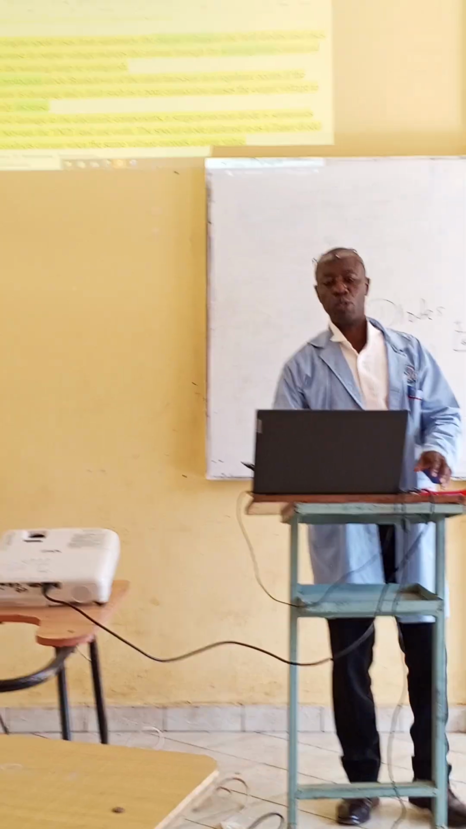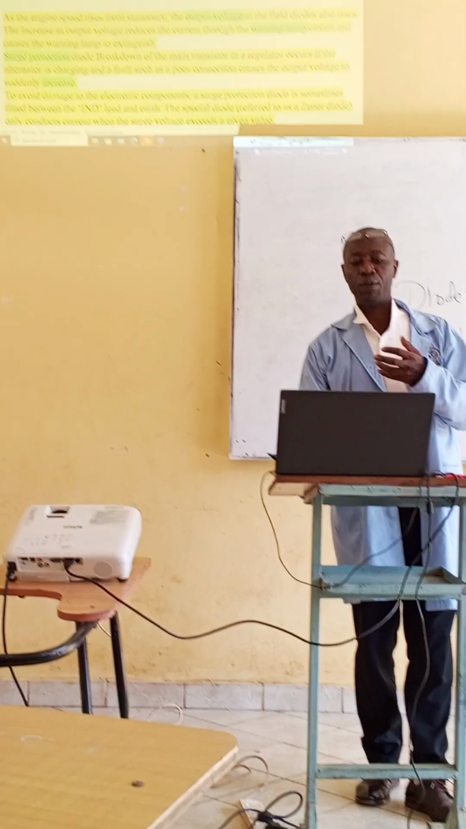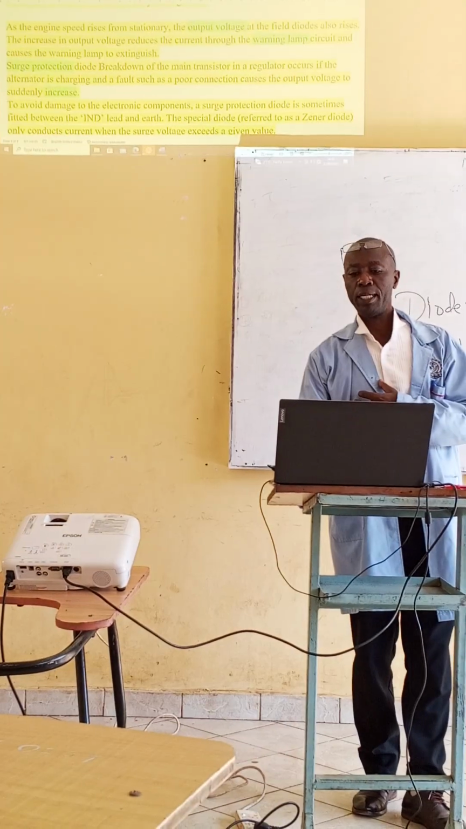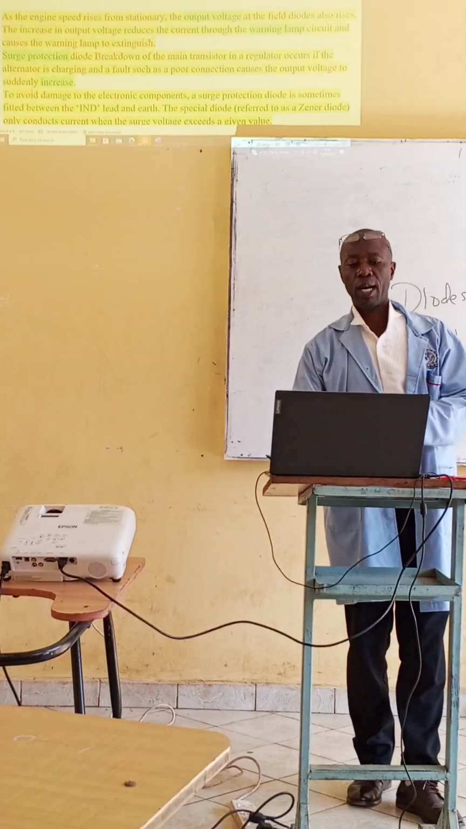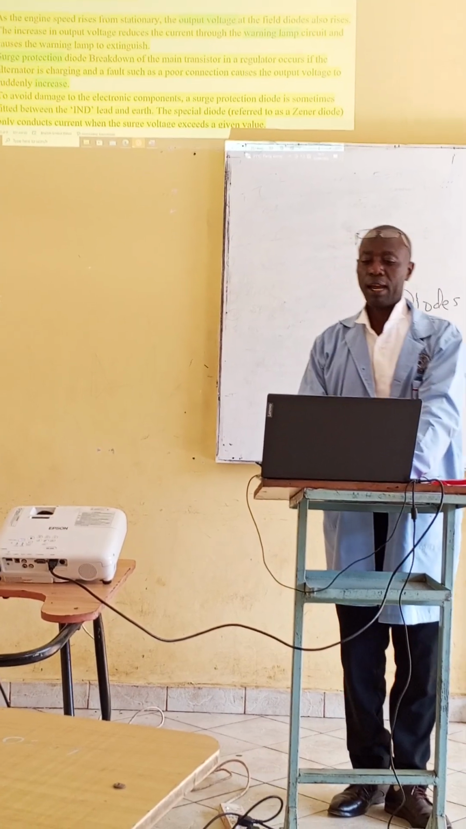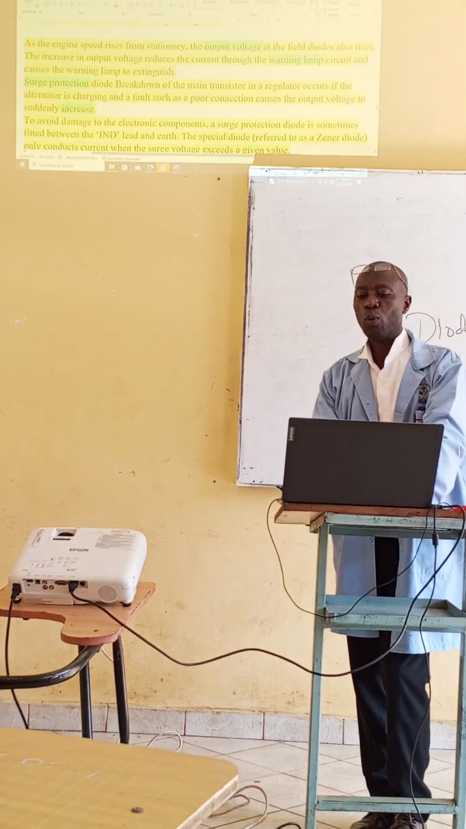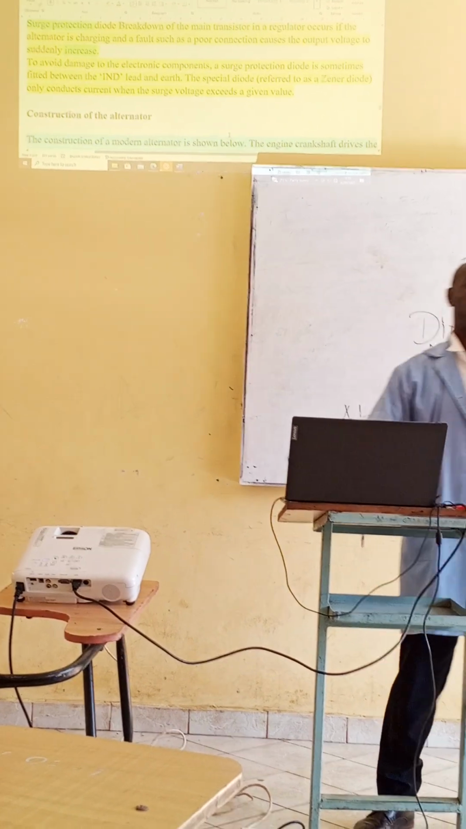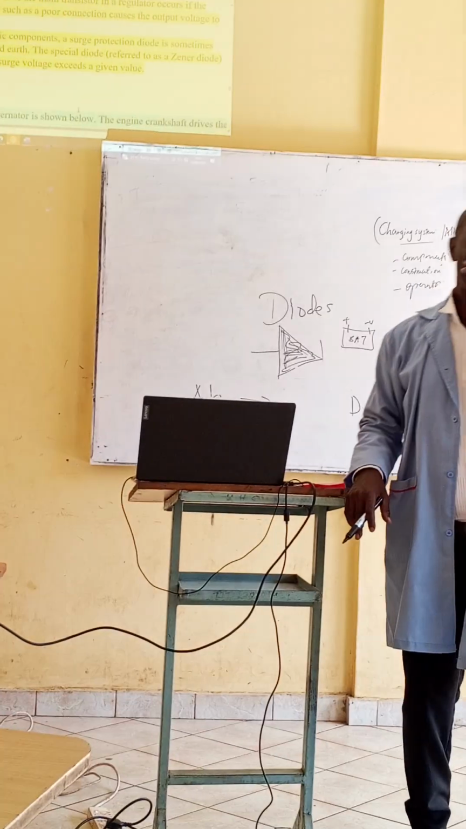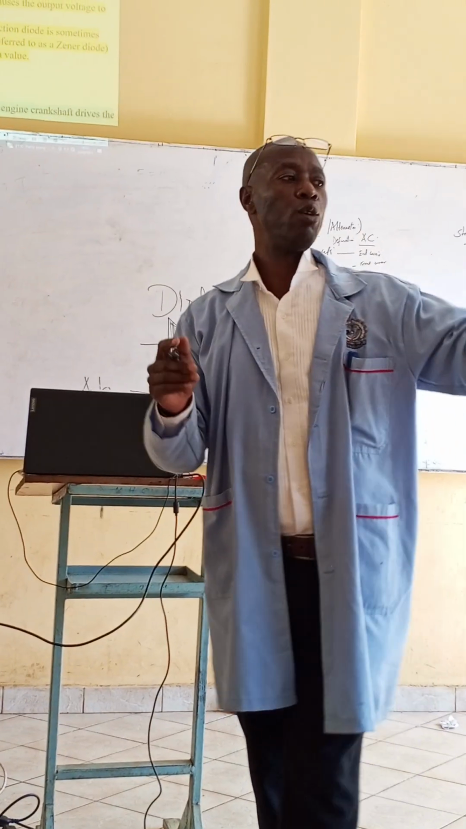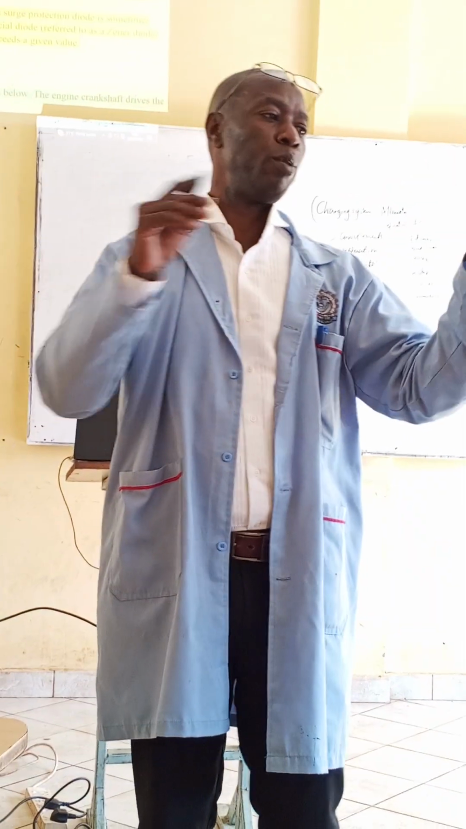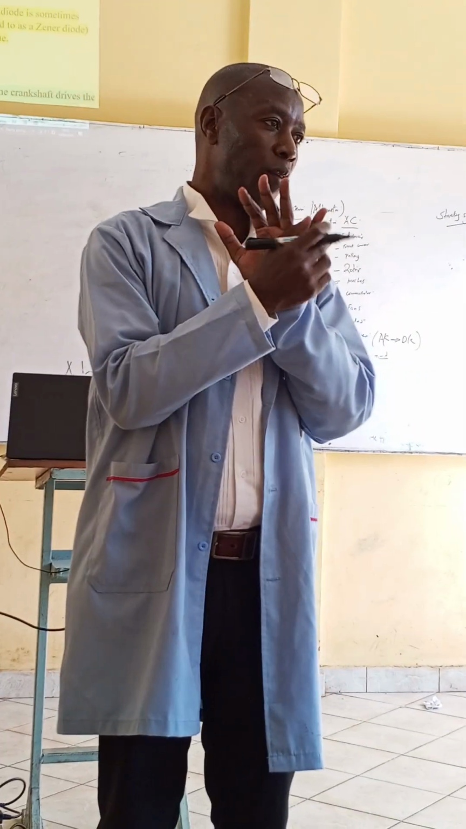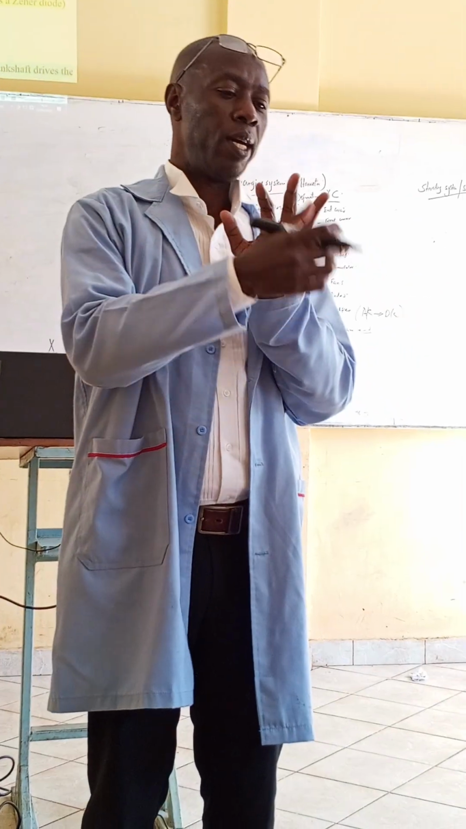So such protection is the protection against diode breakdown of the main transistor and the regulator, which occurs if the alternator is charging and a fault such as a poor connection causes the output voltage to suddenly increase. Can you imagine something called voltage drop? Voltage drop is the loss of voltage from point A to point B. What causes it is several factors. One, the strength of the wire.